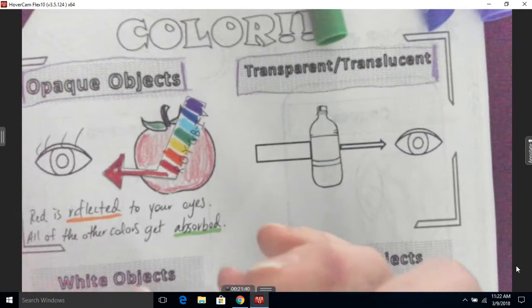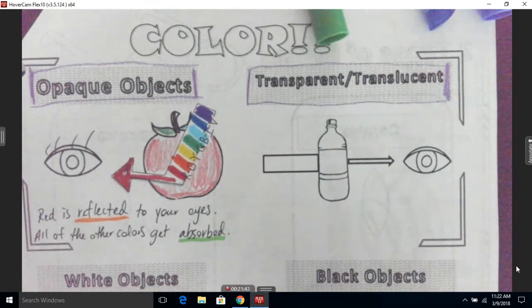Whatever this orangish red in that spot, that color is bouncing off and going to your eyes. And all of the other colors get absorbed. Okay? Which would explain why after a while the object would start to feel warm if we left it outside in the sun. Does that make sense? Okay. Any other questions?